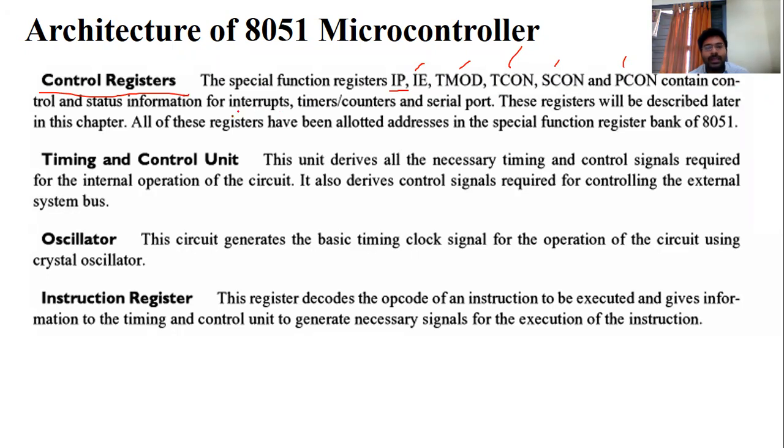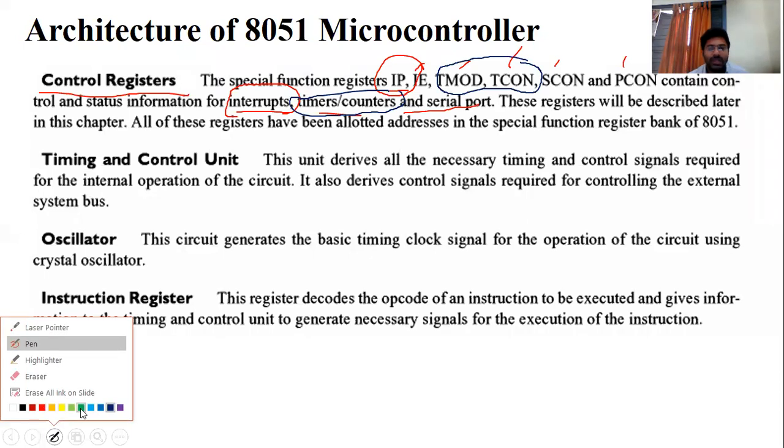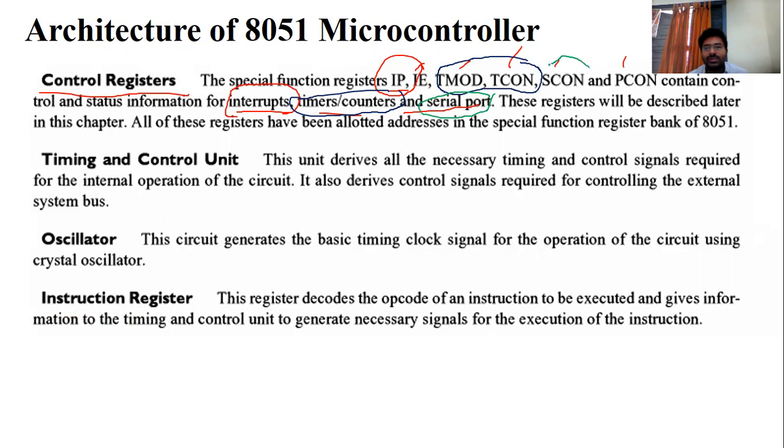For operating interrupts, timers and counters, and serial ports, to perform these operations, for interrupts we are using these two. For timer and counter purposes, we are using these two. For serial purposes, you can see, I change the pen color, you are observing that. For serial purposes, we are using this serial control. This is the power control register, which has multiple purposes.